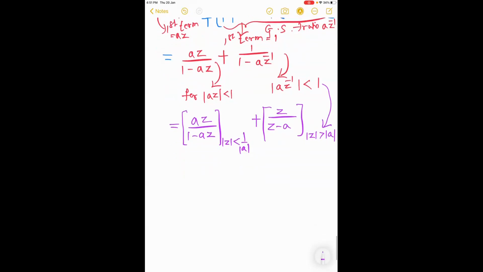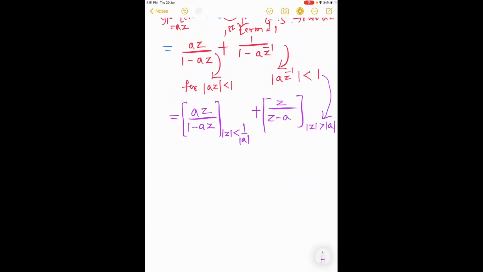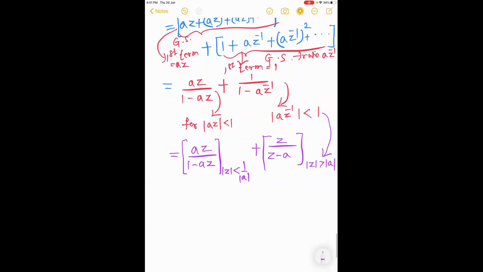Okay. If you don't understand, please ask me. This is just the region of convergence. We are putting it in the inequality form. The inequality is mod z less than 1 upon mod a. And together, therefore, we can write down the answer for this together.